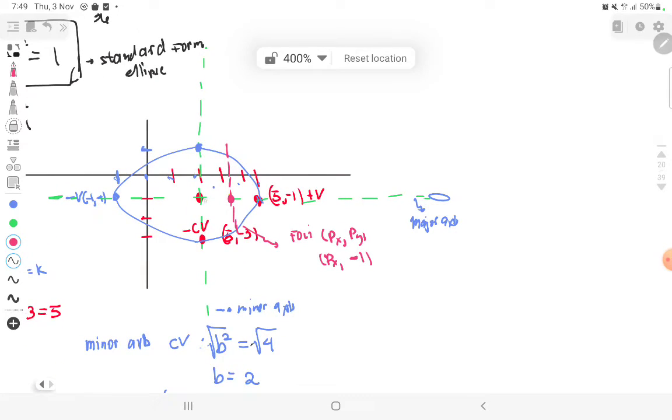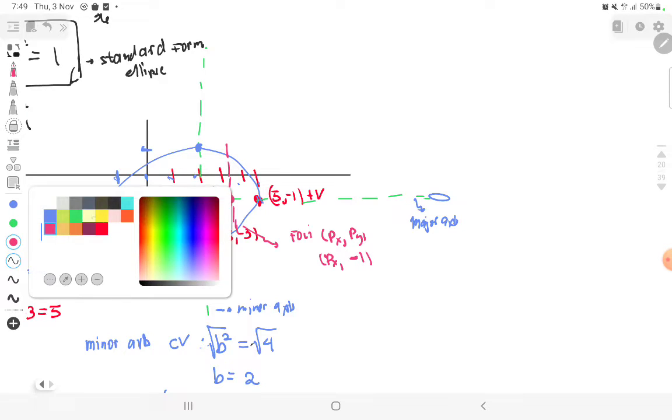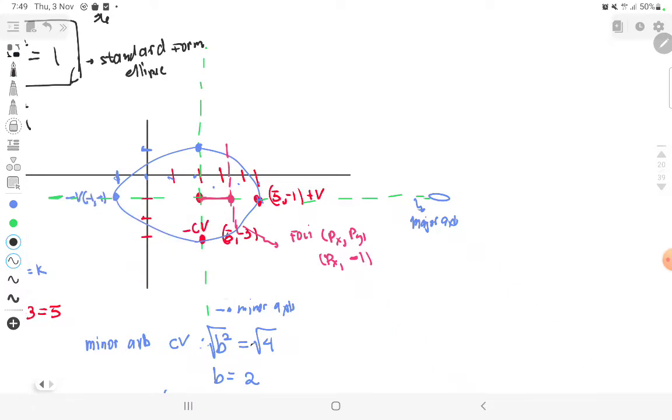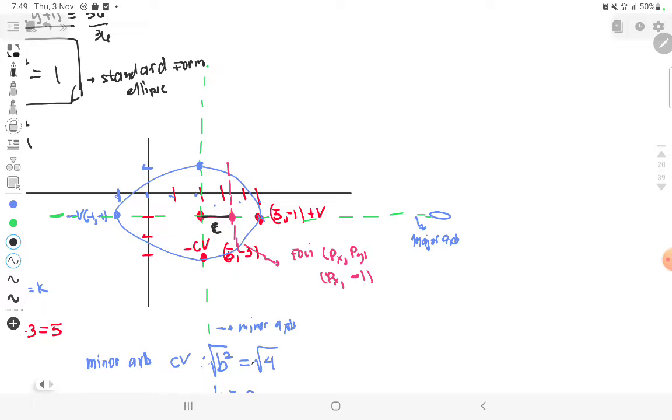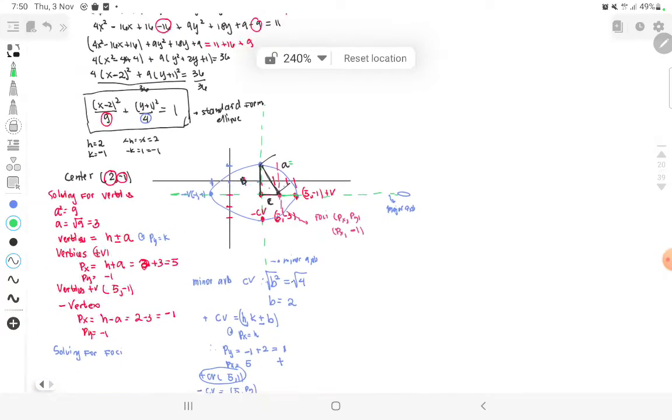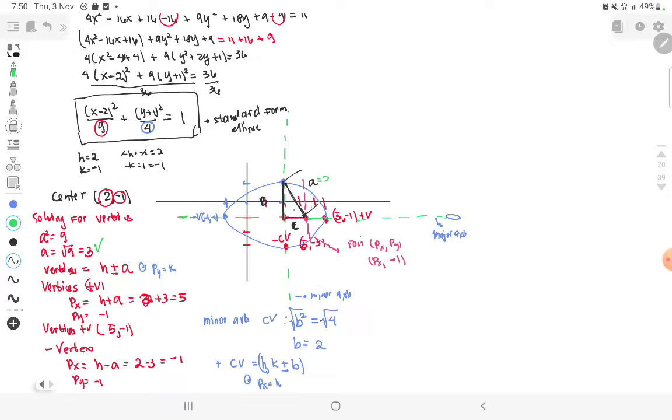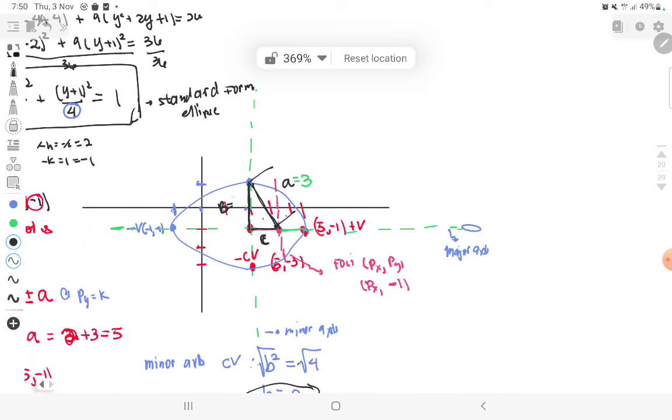Now, what is this point X here? This is our C, this point is our B, and this point is of course our A. Our A has a length equal to 3, and our B has a length equal to 2.